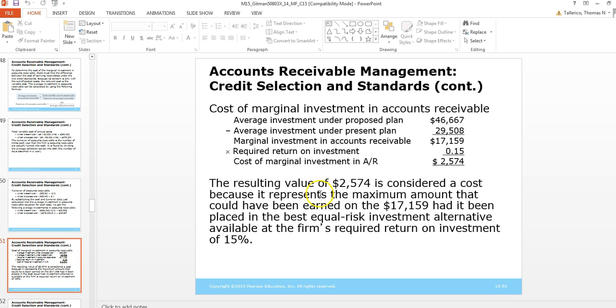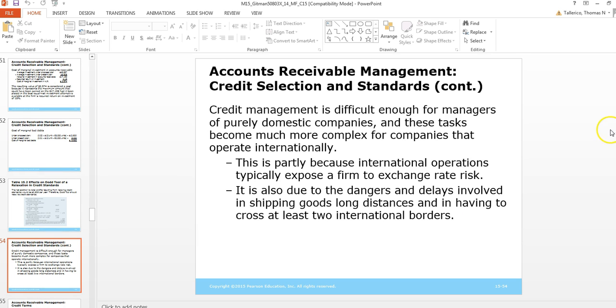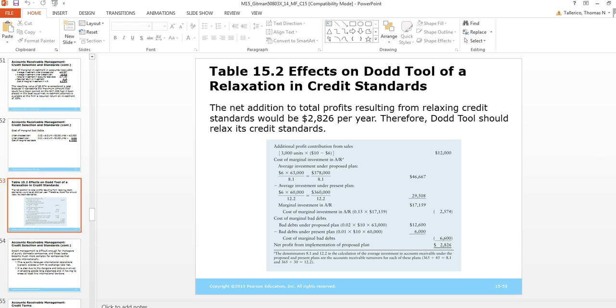$2,574. And it's a cost because it represents a maximum amount that could have been earned. You could have invested that money, but you lost that, so that's a cost. And here's the change in marginal bad debts that went up because of the increased sales from people who didn't pay. All right, so here is the additional profit of the proposed plan. So your profit's gone up by $2,826 a year. So that has gone up, as we see if you go through the simple math with the proposed and present plan.